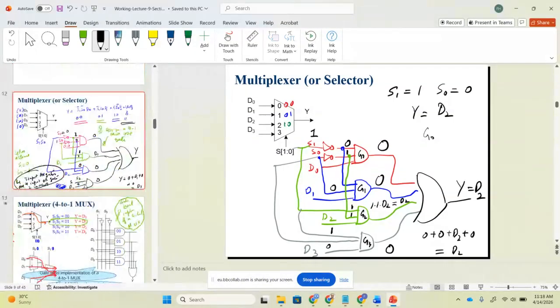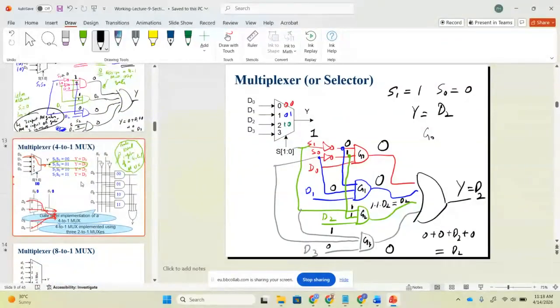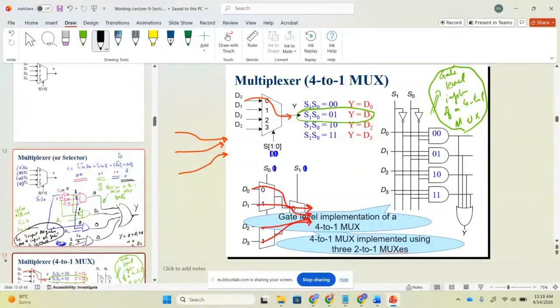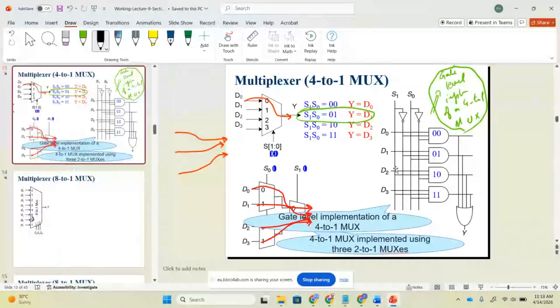Now what we are going to do? Can you see here? In the exam, I may also ask some questions. So what is this thingy? This is 0 0. If S1 S0 is 0 0, D0 will pass. If it is 0 1, D1 will pass. If it is 1 0, D2 will pass. There is some animation. Please go through this.